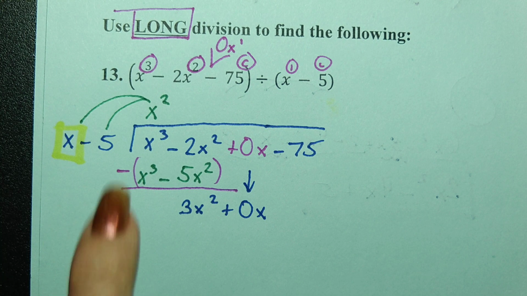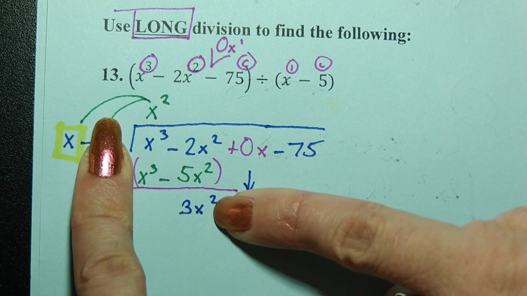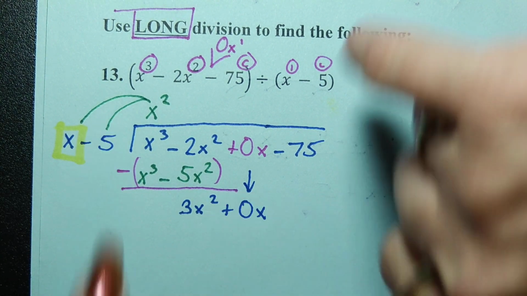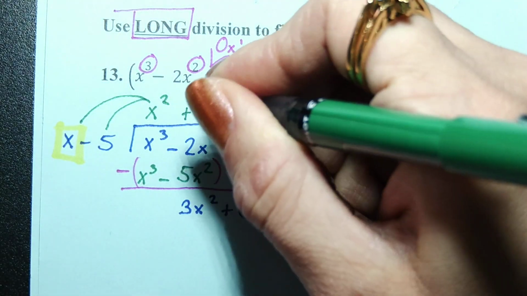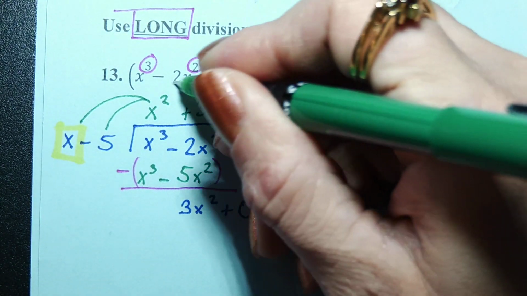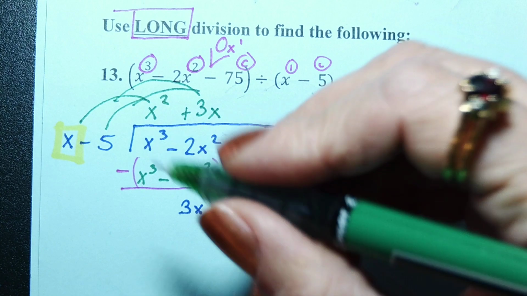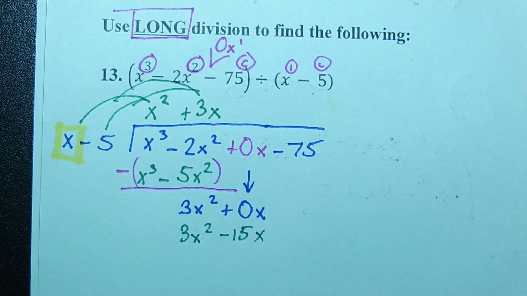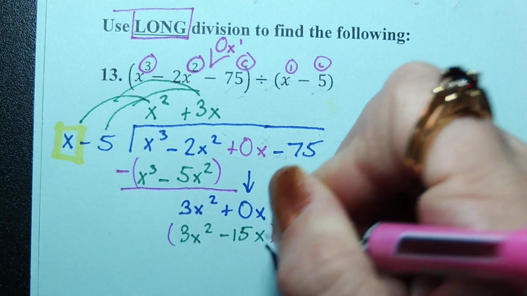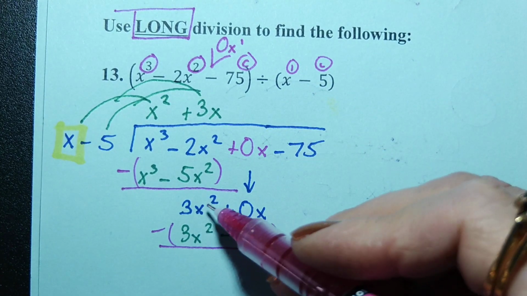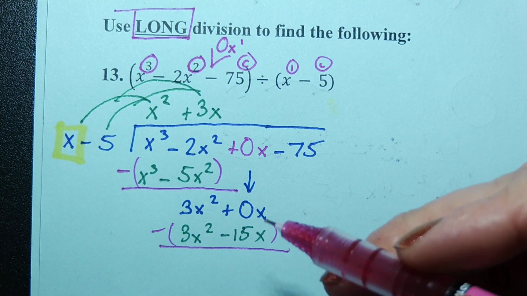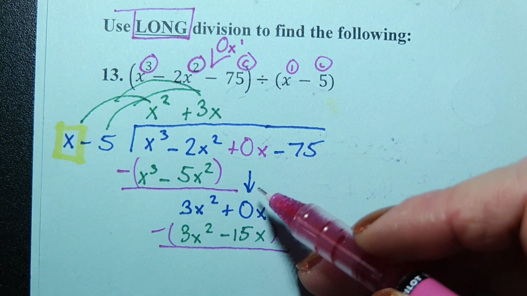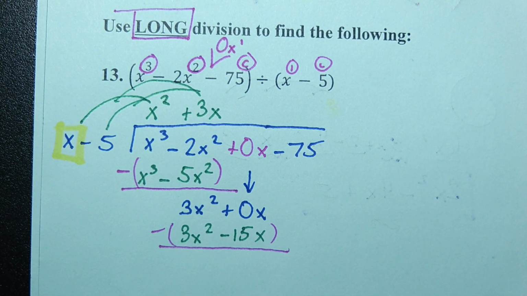All right, folks. So x times what gives me 3x squared? 3x. So the leader term decides who goes in the dividing house, times the leader term, times the tag-along term: 3x squared minus 15x. Enclose in parentheses and subtract. 3x squared minus 3x squared is 0. And what about 0x minus a negative 15x? Plus 15x.